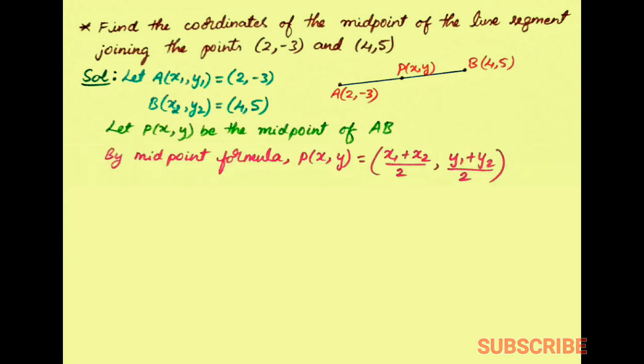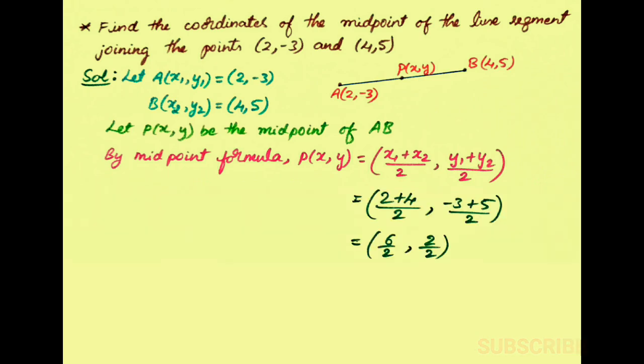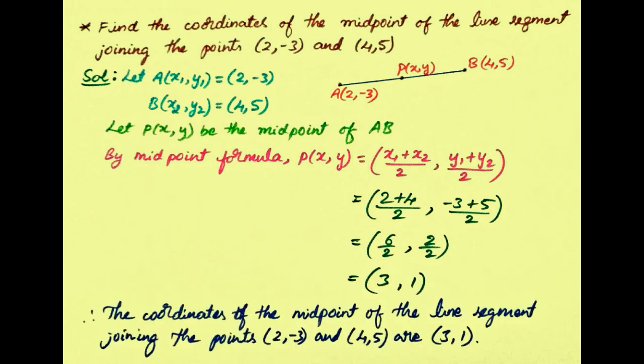By midpoint formula, P x, y is equal to x1 plus x2 by 2, y1 plus y2 by 2. By substituting the values and by simplification, we get the values as 3, 1. Therefore, the coordinates of the midpoint of the line segment AB are 3, 1.